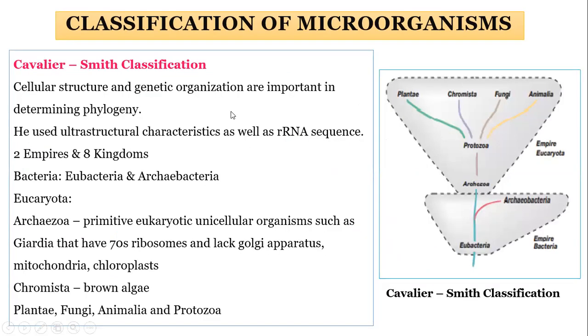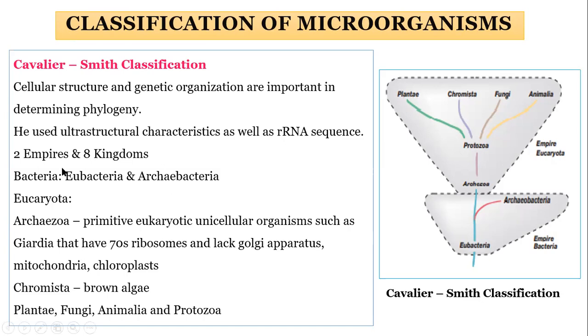And later, Cavalier Smith proposed the two empire, eight kingdom classification. This classification was proposed based on cell structure and genetic organization, which are very important in determining the phylogeny. He used ultrastructural characteristics as well as rRNA sequence. Based on the rRNA sequence of each category, he proposed the two empire and eight kingdom classification.